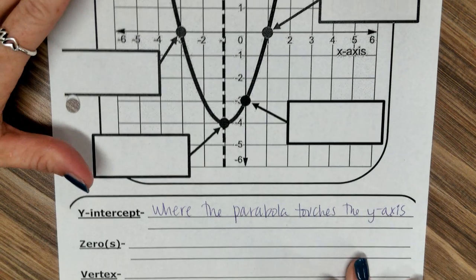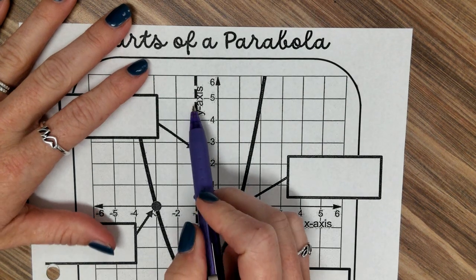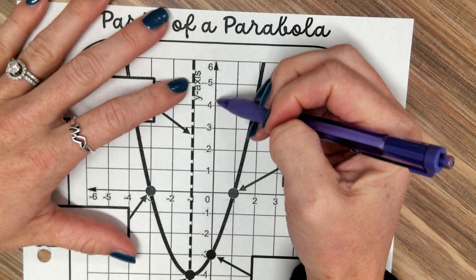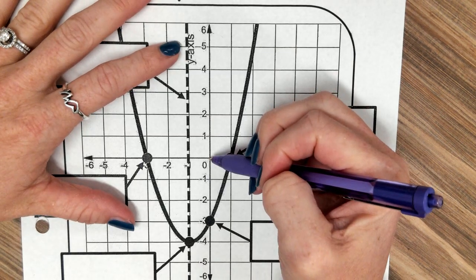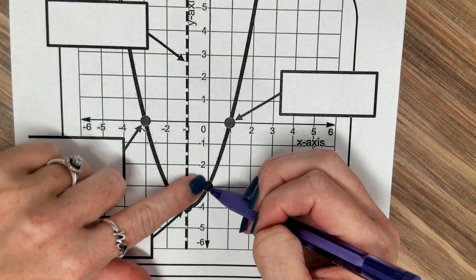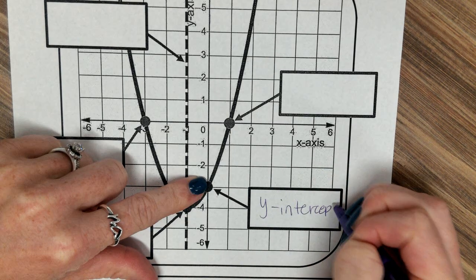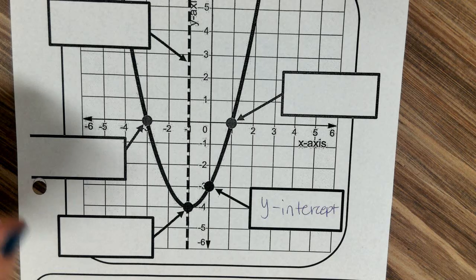Now, if you look at this picture, they labeled the y-axis. It looks like it's on this dashed line, but it's actually right here. So this is your y-axis because this is where 0, 0 is. So this point right here would be the y-intercept. Do y'all see it? Okay.